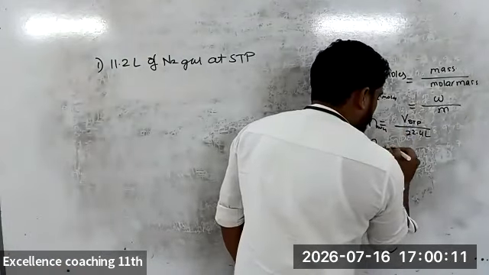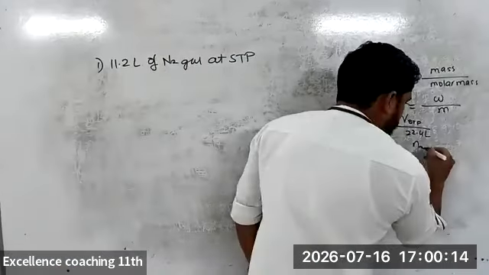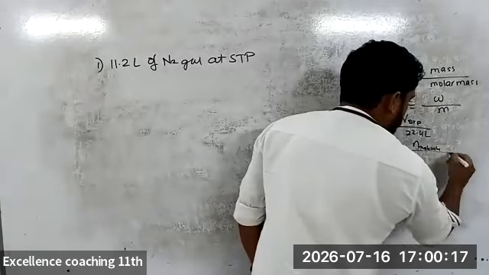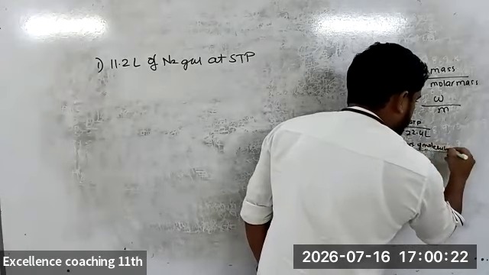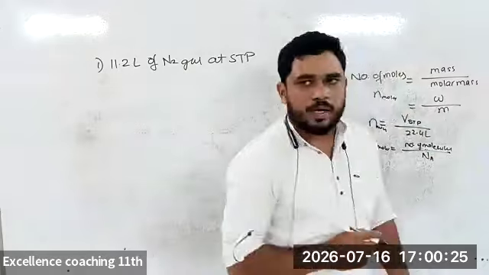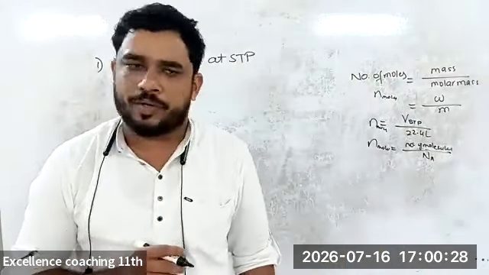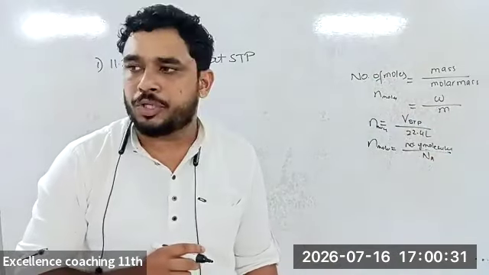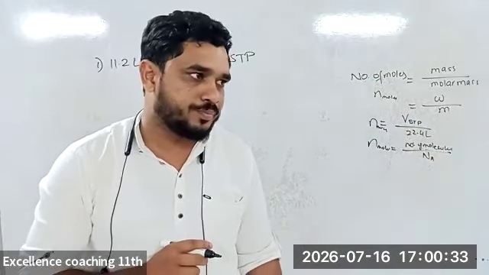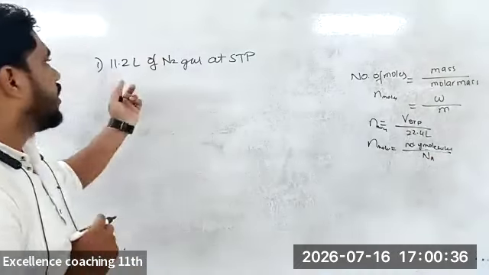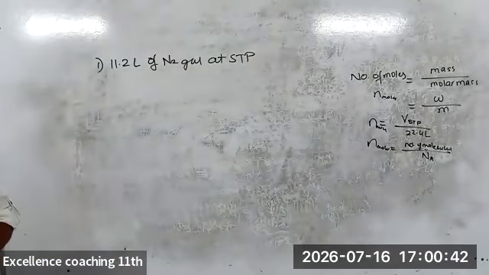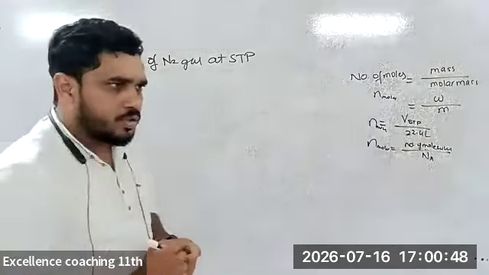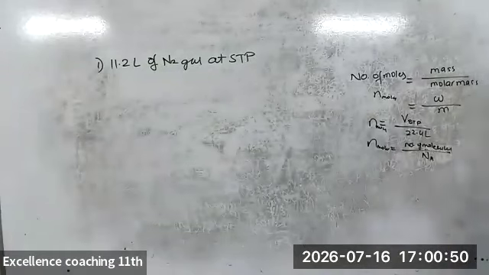And the third formula, number of moles is equal to number of molecules upon Na. Na means Avogadro's constant, 6.022 into 10 to the power 23 molecules. Clear? So what is given to us? Volume is given, and you have to find the number of moles. Which formula will you use? First, second, or third? Second. Write the formula first, do the substitution correctly, and write the answer.